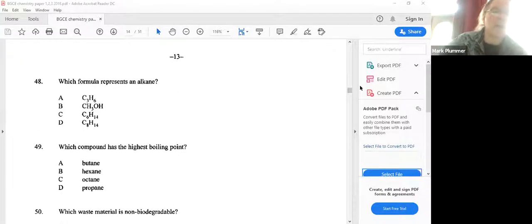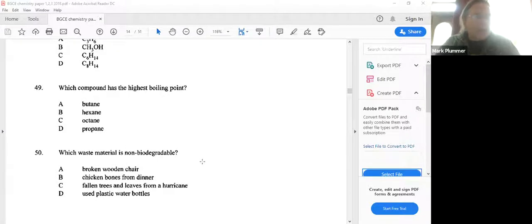Which one of these has a high boiling point? They're all alkanes. You can tell by the suffix on the end here, ane. Which is the biggest alkane there, or the alkane with the most atoms in it? Therefore, the most bonds. All of the alkanes are saturated compounds. So the more atoms there are in the compound, the more bonds there are, and therefore more energy needs to be put into it. So which one of those is the biggest molecule, if you like? So the answer to number 49 is C, octane.